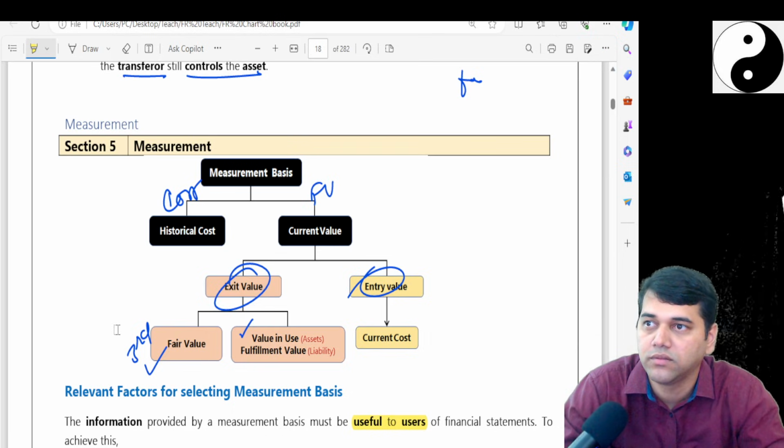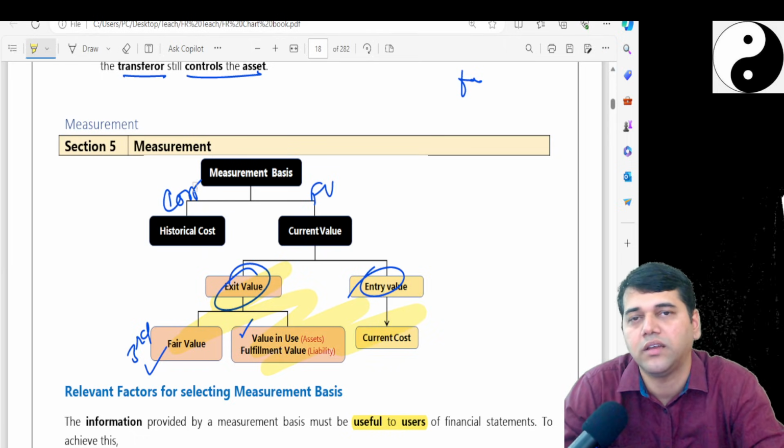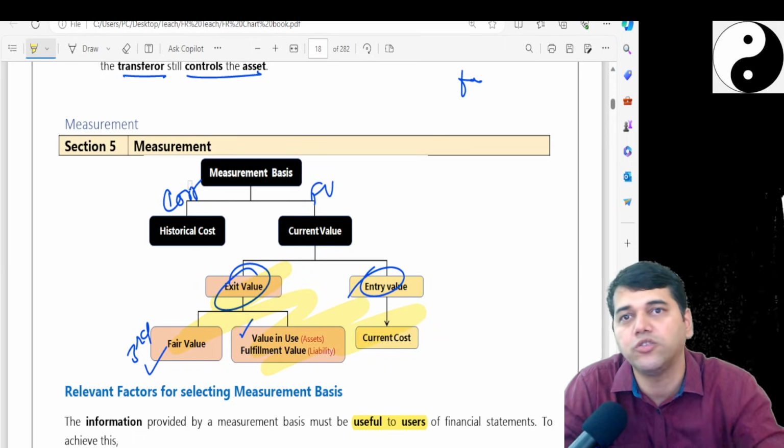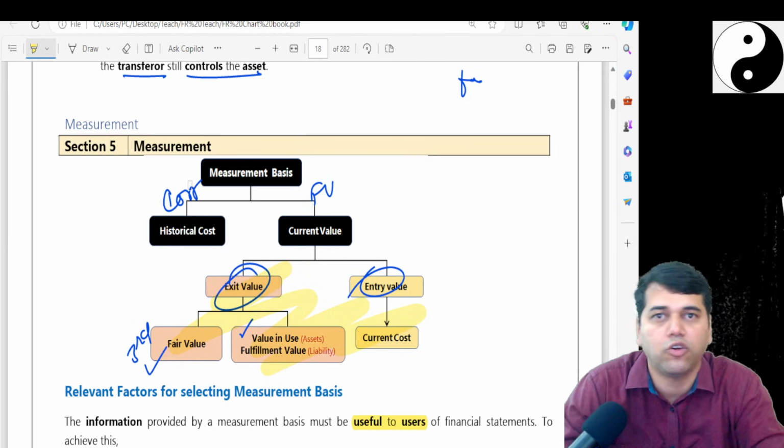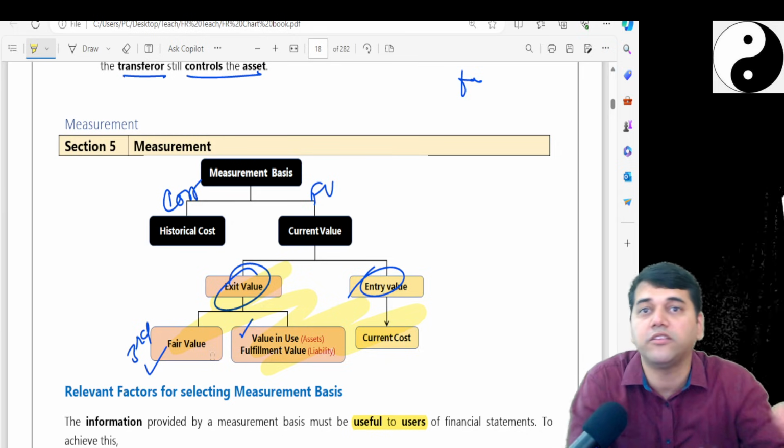Are you clear? Forget about these things. What is the measurement basis? At any time, how do you measure your assets or liabilities? At cost value or at fair value? One among the two. Is there any third basis? No. That value will have multiple bases. How do you arrive at it?